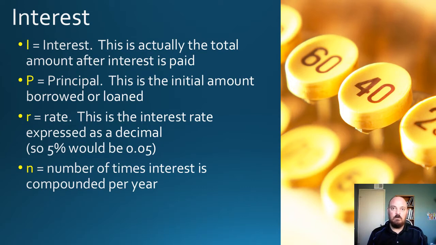And then I gave you the numbers before. If N was monthly, you'd use 12. If N is weekly, use 52. So basically that's what N is. It's how many times you are compounding interest per year.